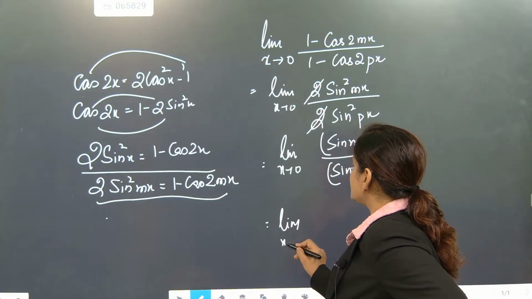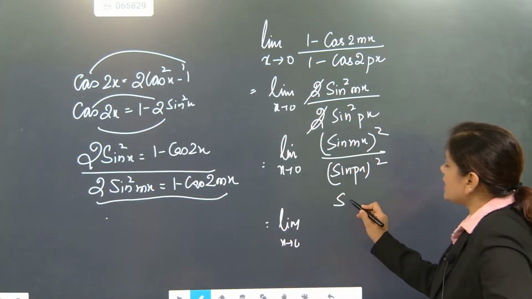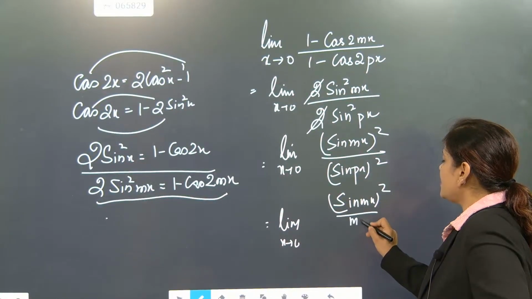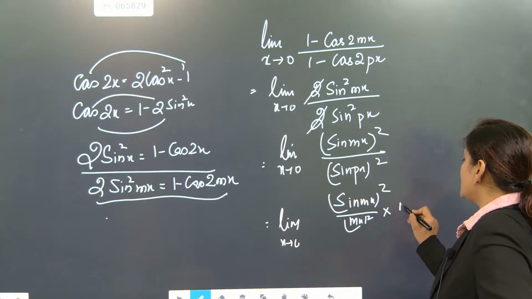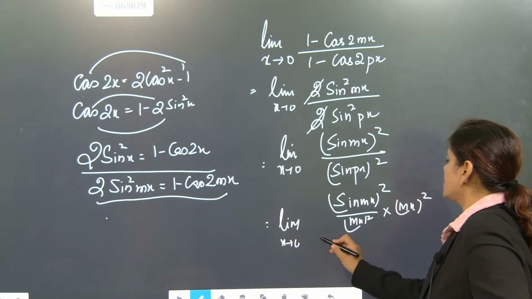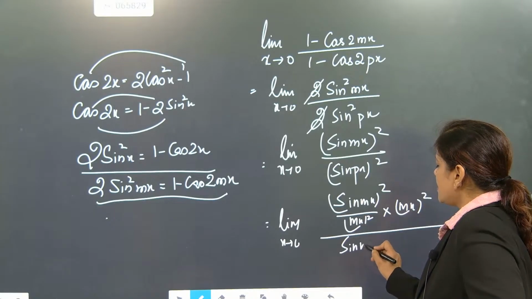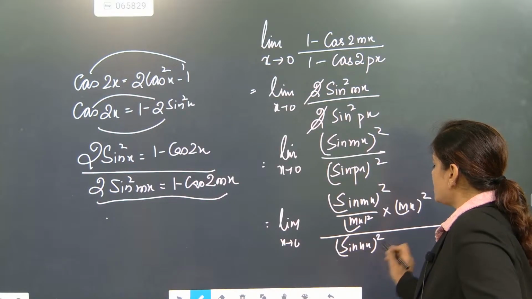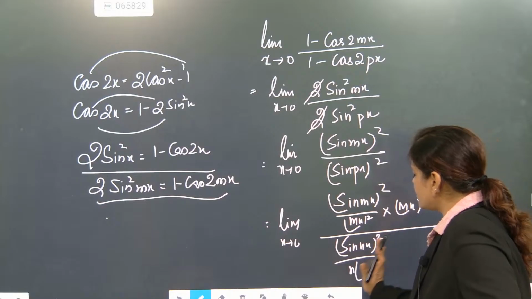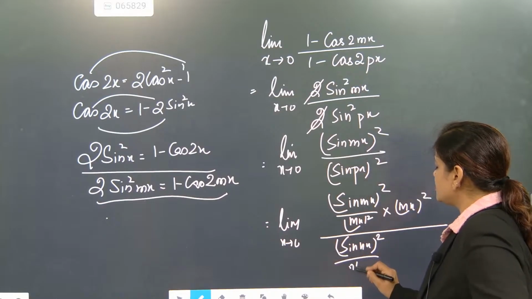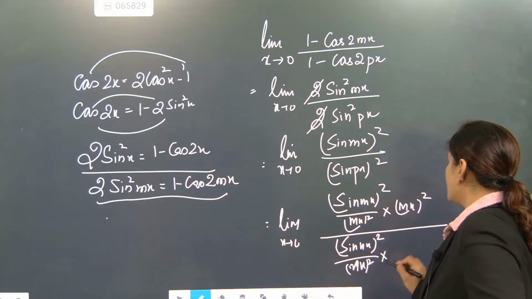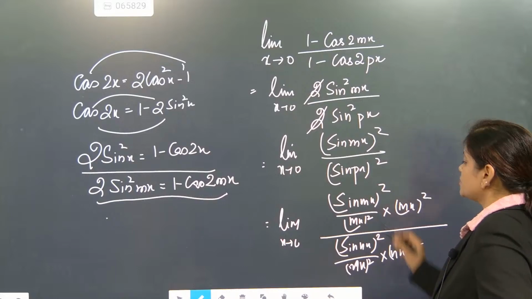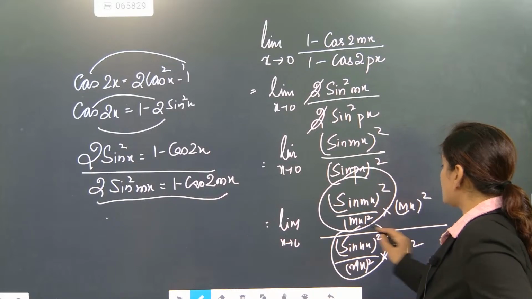Limit x tends to 0. I need m. So what am I going to write? Sin mx whole square. Can I write here mx whole square there and mx whole square? Now here sin nx whole square by nx, because last class if you see the video I taught this method, nx whole square into nx whole square. So this will give 1 and this will also give 1.